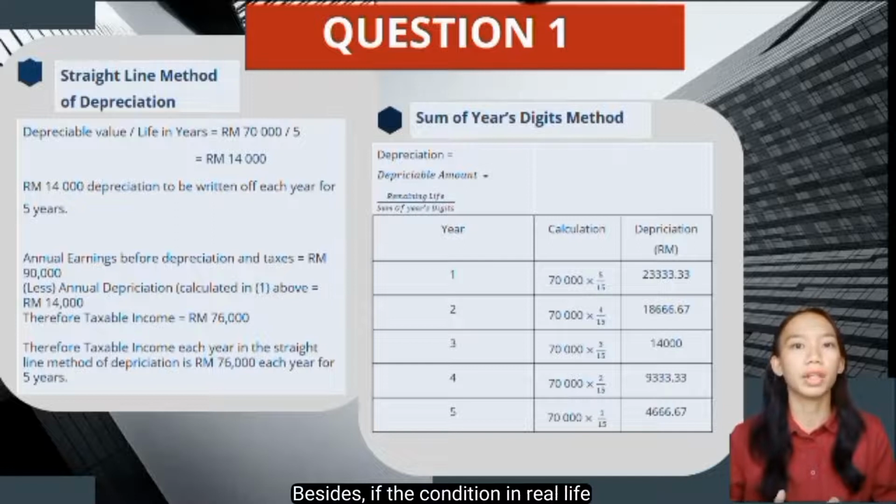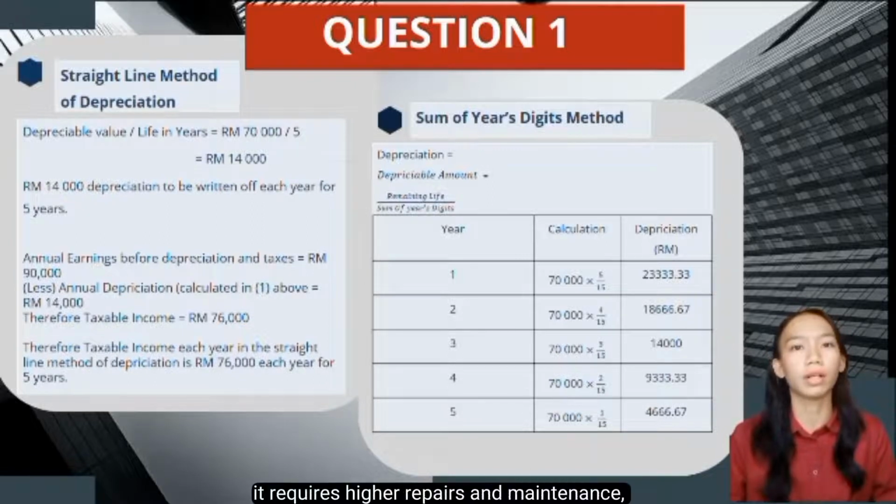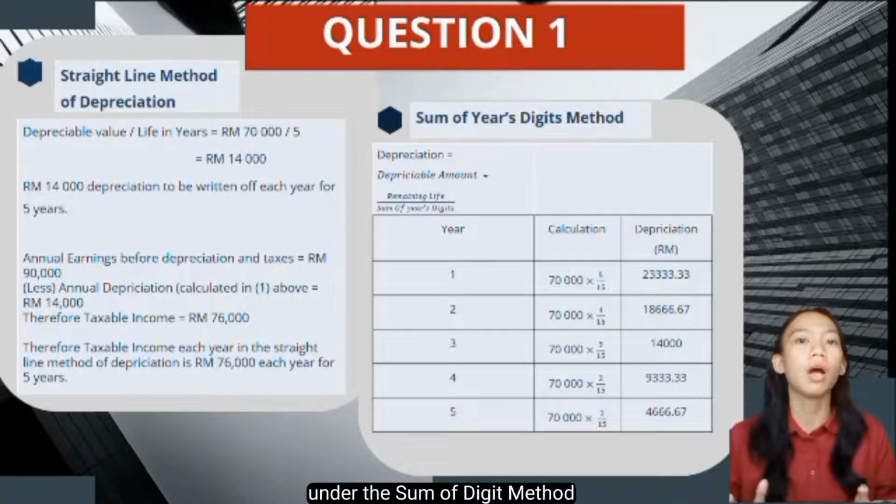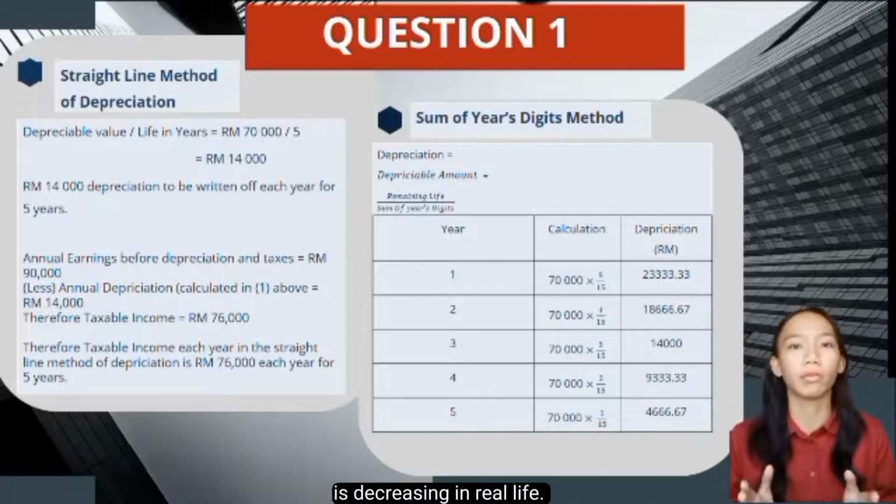Besides, in real life, an asset when new requires fewer repairs, and when it gets old, it requires higher repairs and maintenance. That is when we can see that depreciation expense under the sum of years digit method is decreasing in real life.